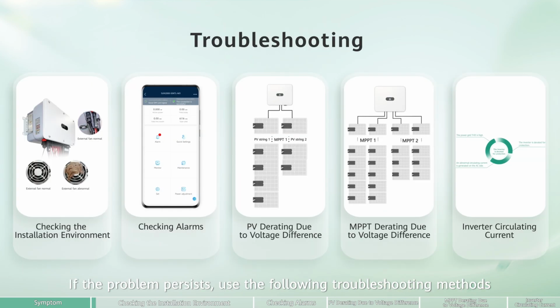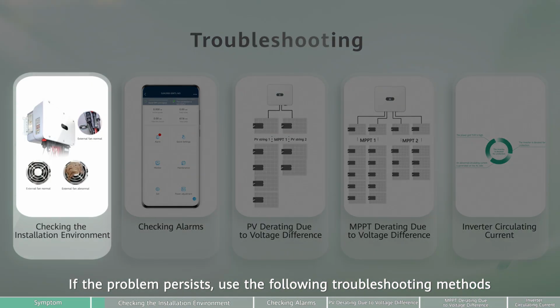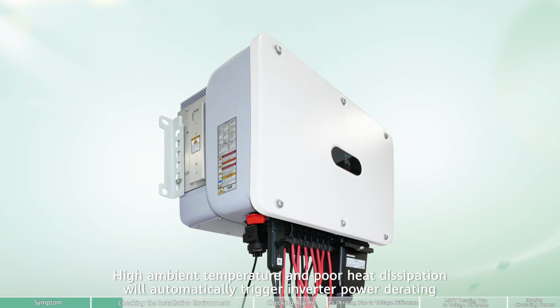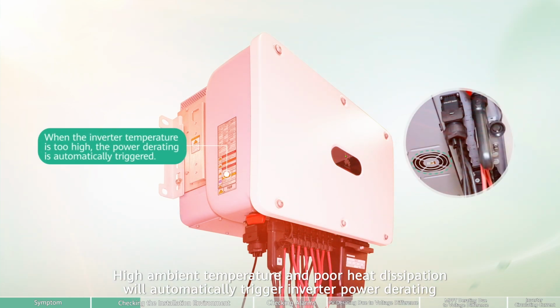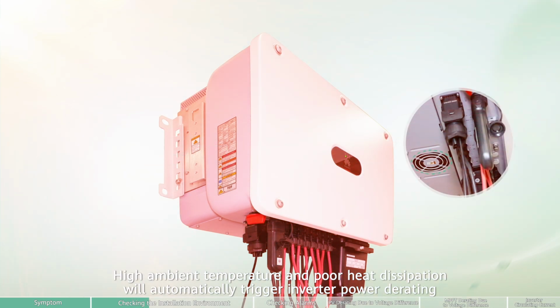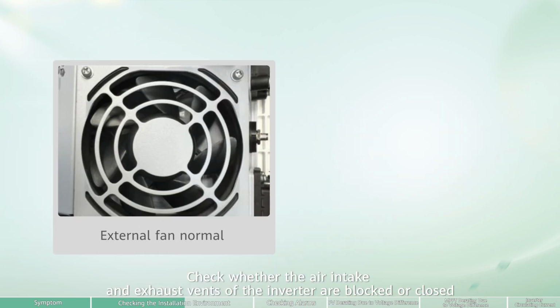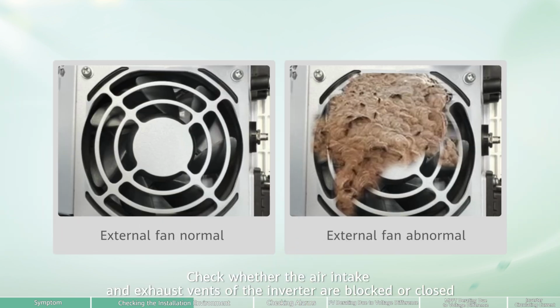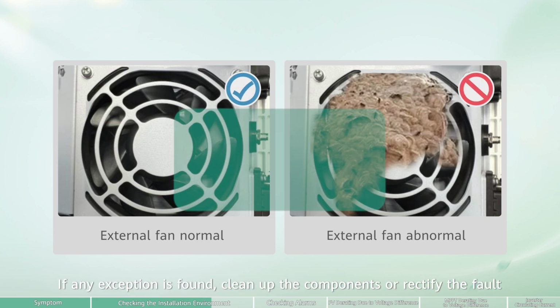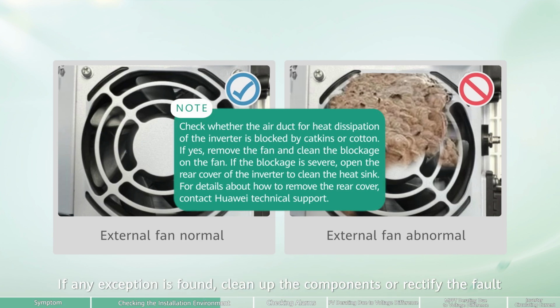If the problem persists, use the following troubleshooting methods. High ambient temperature and poor heat dissipation will automatically trigger inverter power derating. After the inverter temperature decreases, the power derating is automatically cancelled. Check whether the air intake and exhaust vents of the inverter are blocked or closed. If any exception is found, clean up the components or rectify the fault.